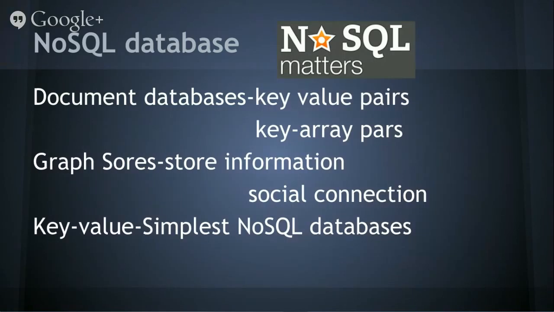Let me take three to make an explanation. Document databases pair each key with a complex data structure known as a document. It contains many different key value pairs or key array pairs. Graph stores are used to store information about networks, such as social connections. Key value stores are the simplest NoSQL database. Every single item in the database is stored as an attribute name together with its value.